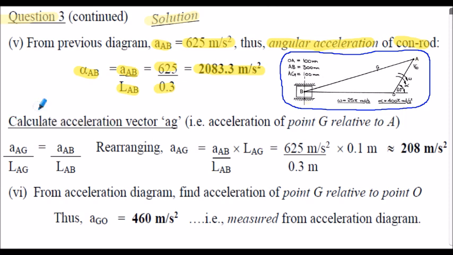Probably for reference, here's a calculation of the acceleration vector AG, and that's the acceleration of point G relative to A. That uses the geometrical information stated in the question, where it's defined that point G is a third of the way along vector AB from point A. And from the acceleration vector diagram, the acceleration of point G relative to point O was evaluated to be 460 meters per second squared. That's measured from the diagram.